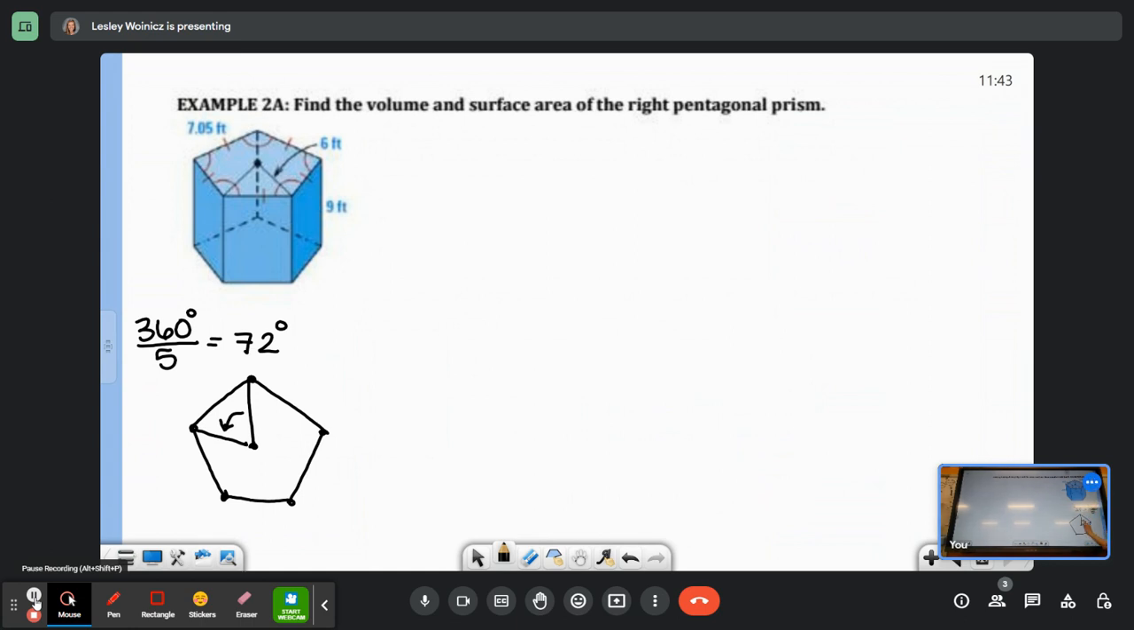Okay. So when I make my little apothem triangle down here, what is this little baby angle? It should be half of 72, which is 36 degrees. Okay, so this one we're going to have to do some trig because we don't have a special right triangle.